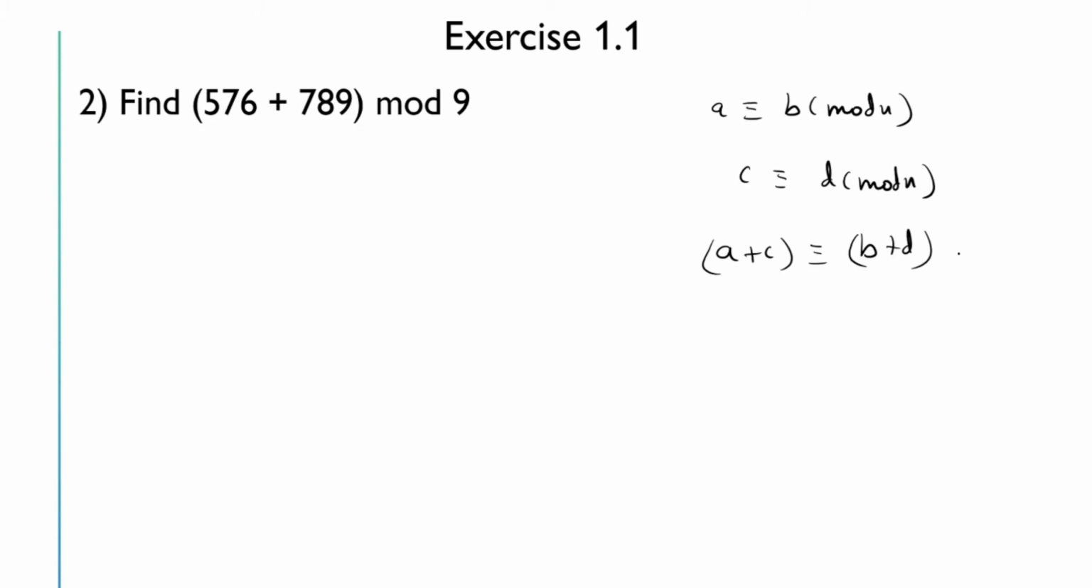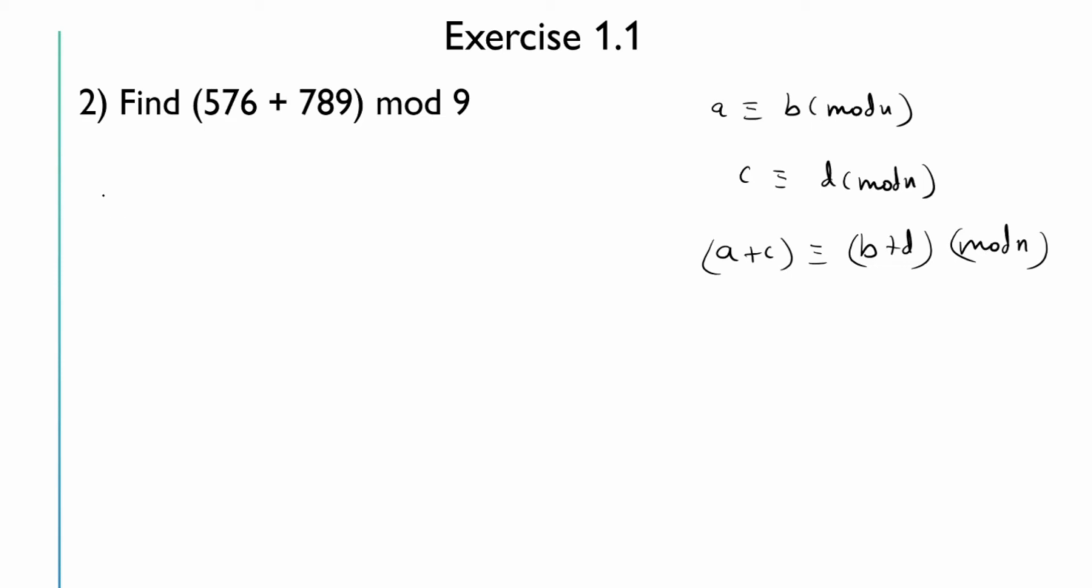The next question is find 576 plus 789 mod 9. Here in my previous video I have discussed the properties of modulo arithmetic, congruence modulo. According to the property of addition, if A is congruent to B mod n and C is congruent to D mod n, then A plus C is congruent to B plus D mod n. So we can use this property of addition.